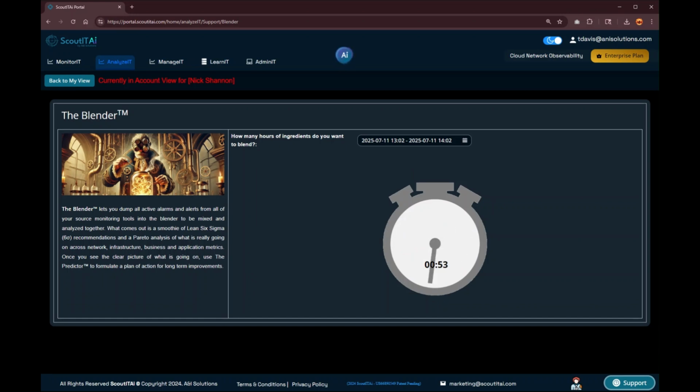The Blender takes a little bit longer than the other agentics because it is trying to create patterns out of data that has nothing to do with each other. That's what it's doing right now. Again, it's using the Six Sigma analysis methodology, and you will also get a Pareto chart. So at the end of this, not only will you get the analysis of what the alarms are doing, but if you have a lot of different types of alarms coming in this past hour, you'll also get an actual Pareto chart to show the folks you're working with or your leadership.